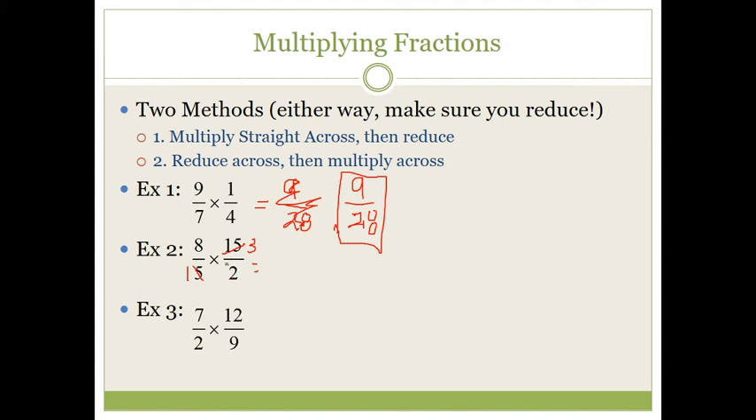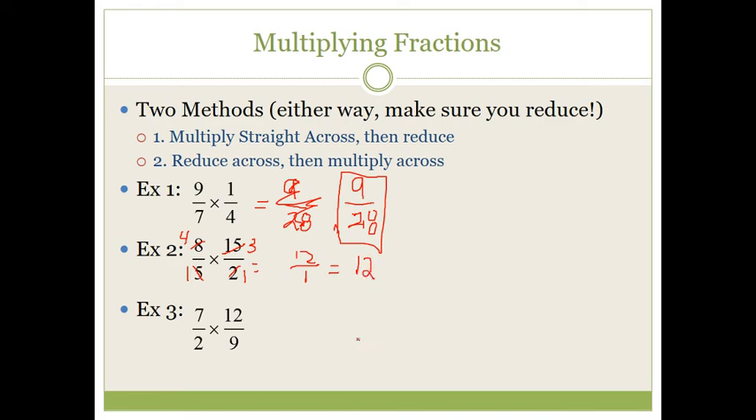I asked myself, will 2 go into 8? And yeah, 2 will go into itself 1 time, and it will go into 8 4 times. So that's what I mean by reduce and then multiply. Now I'm just multiplying 4 times 3, a lot easier than multiplying 8 times 15 if you're doing it in your head. So 4 times 3 is 12, and 1 times 1 is 1, and 12 over 1 is just 12.